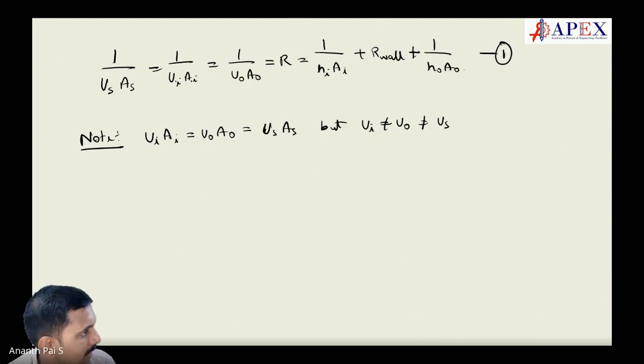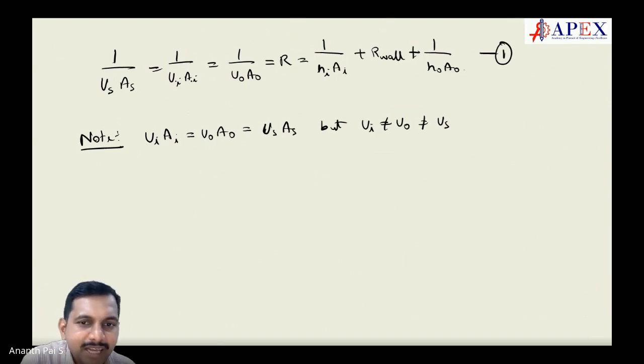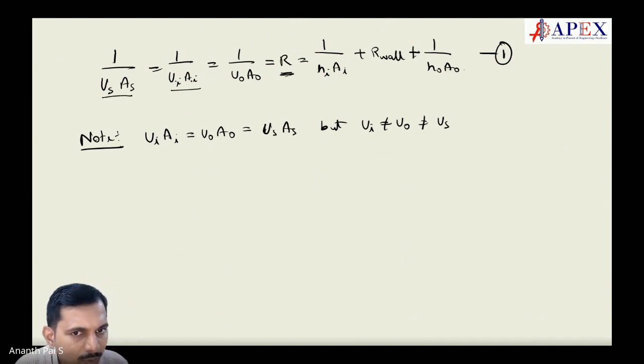I hope you have realized that. Correct? Yes or no? No. See here, R is the same. If R is the same, Us As, Ui Ai, U naught A naught should be the same. But is Ui equal to U naught is equal to Us? No. Because As is different, Ai is different, A naught is different. Make sense?